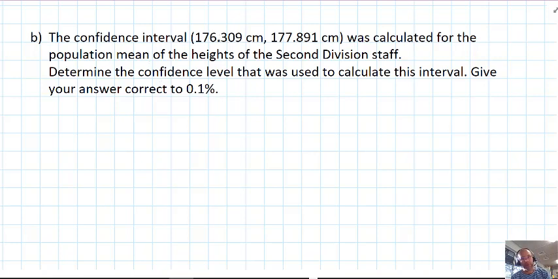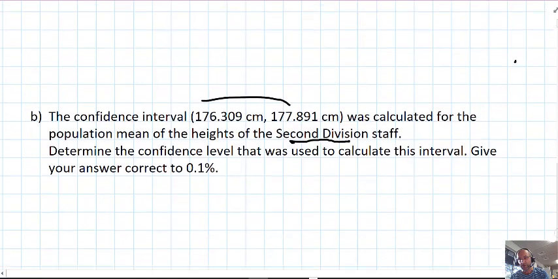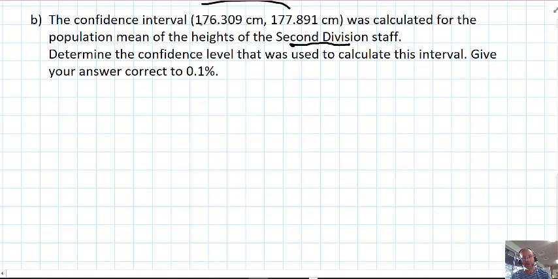Now we're dealing with the second division, Division 2 now, different data, and their confidence interval is given to us. Instead of calculating it, we have it given. And we're basically using that data from just above there, so just a refresher, in the maroon, sample 71, mean height 177.1, and a standard deviation of 5.2. So looking at what we've got here, we have to determine the confidence level as a percentage that was used to calculate this. So something a little bit different.